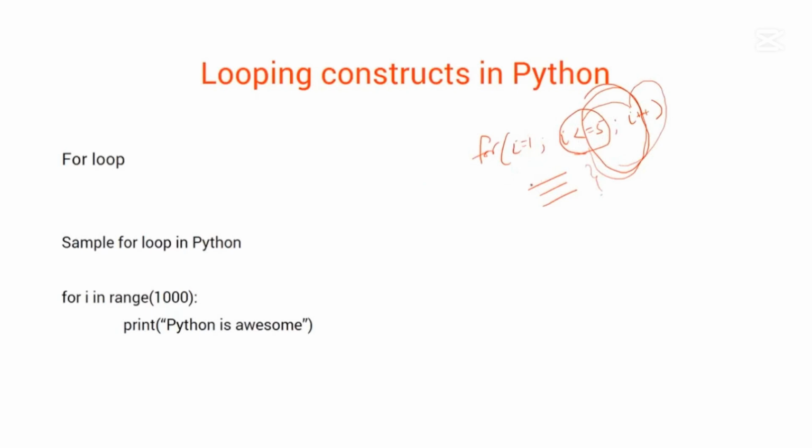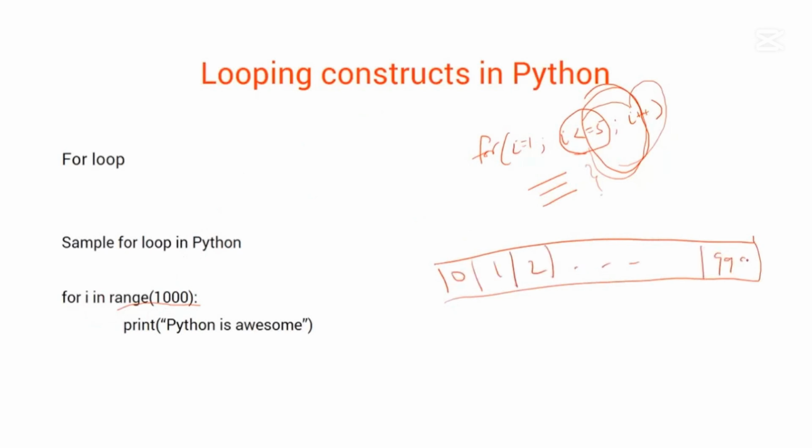But this is not how a for loop works in Python. A for loop requires iterables. So what are iterables? For example, in this case, for i in range(1000), what range(1000) does is, it creates a sequence which starts from 0 and ends at 999.